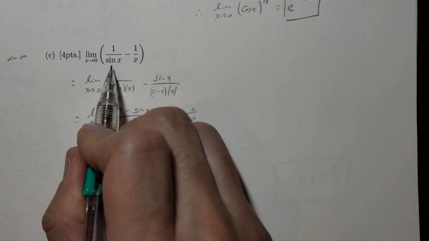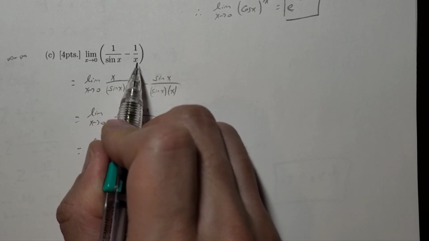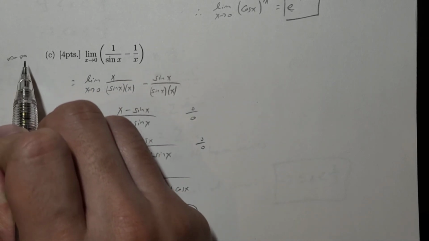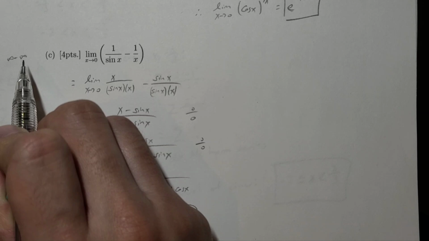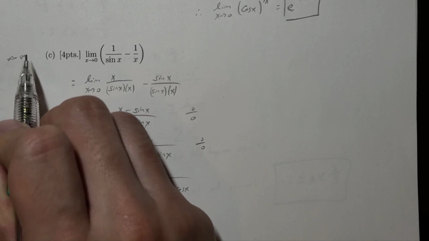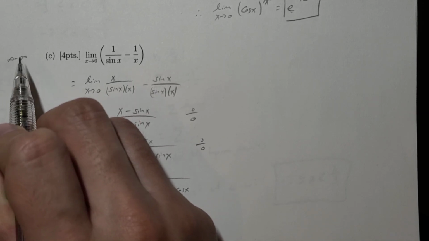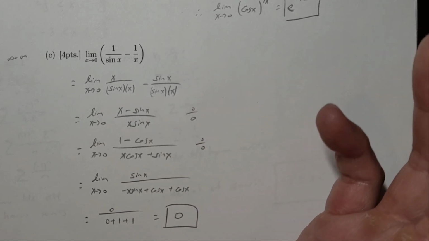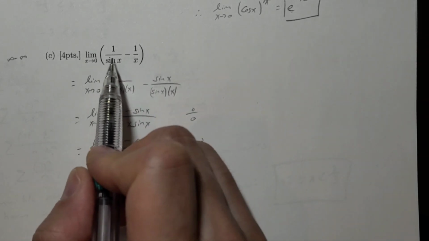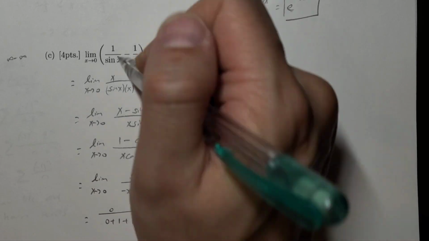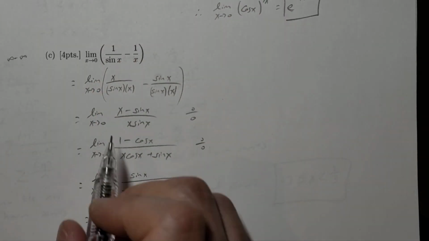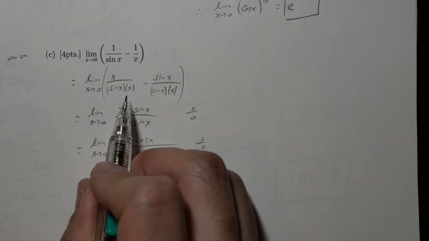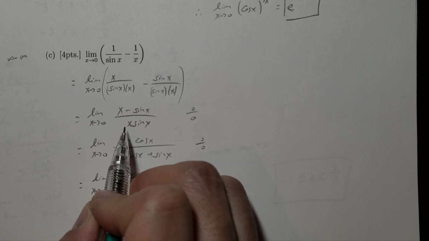Limit as x approaches 0, 1 over sine x minus 1 over x. This is infinity minus infinity, so we can't use L'Hopital's rule directly, but when it's an indeterminate difference like this, we can just make one fraction, and then usually we can use L'Hopital's rule after that. So we need a common denominator. So that's this motion over here. And then I combined to one fraction.